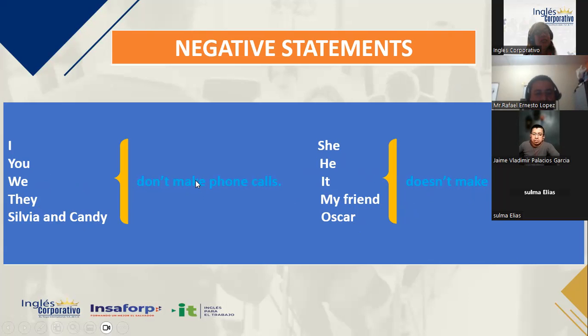Okay, here in the negative, you use the auxiliary don't with the first person and second person, singular and plural, and the third person plural. You use don't as an auxiliary. And with the third person, she, he, it, or in this case, my friend or Oscar, you use doesn't as an auxiliary. And you see in both cases, you use the base form of the verb, make. There is no change in the verb in the third person because you have the auxiliary doesn't. Doesn't make phone calls.